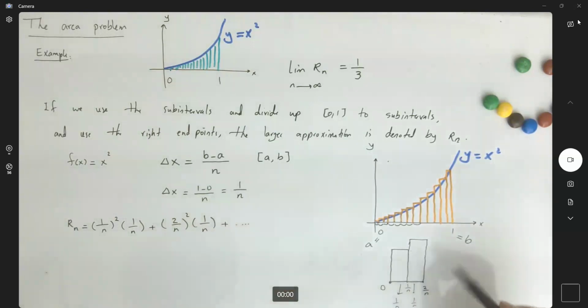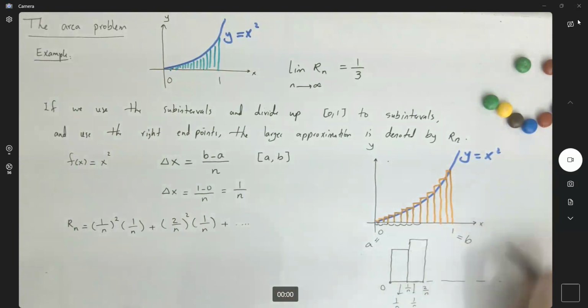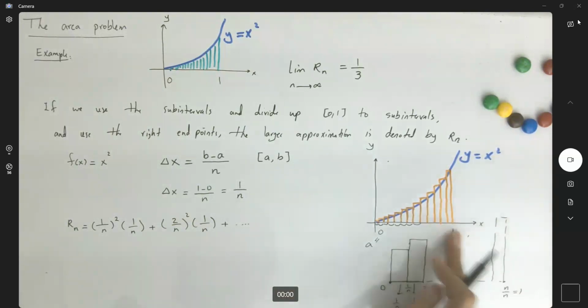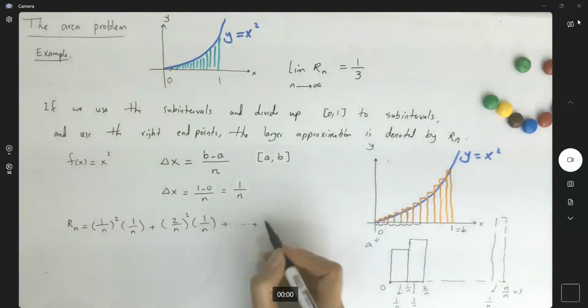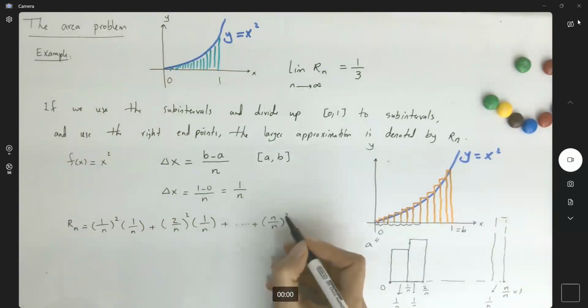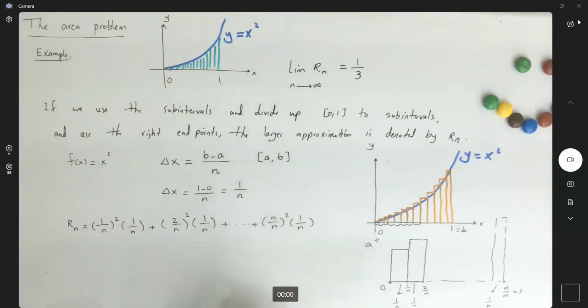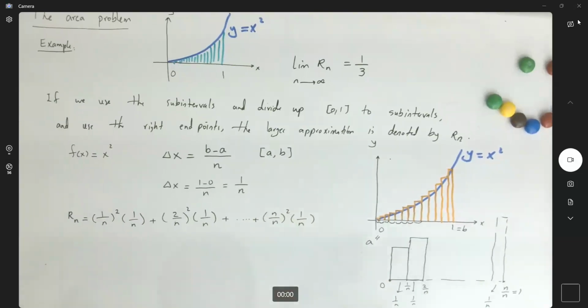But what's the last one? If you just keep continuing, this guy is n over n, or 1, which I expect this to be 1. And the length is 1 over n. So plus n over n to the second power times 1 over n. So what are we trying to do? You're actually trying to create a series. Rn is going to be.